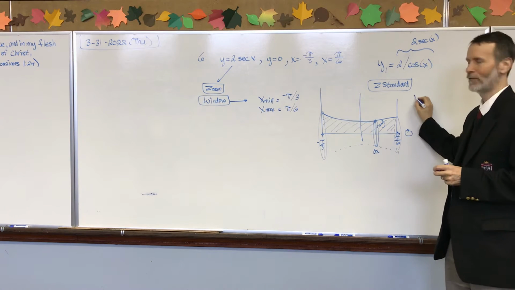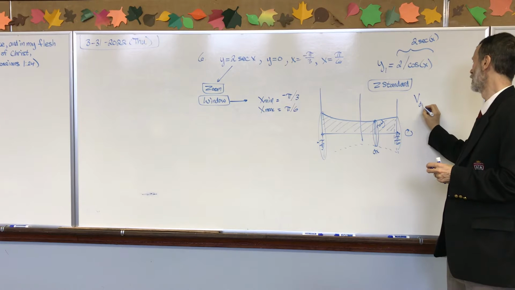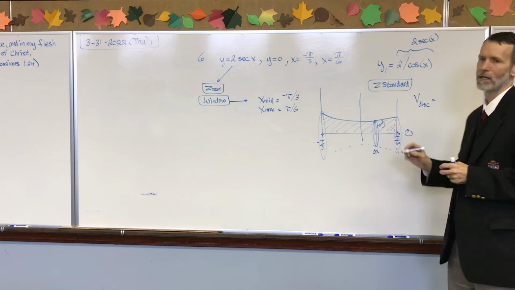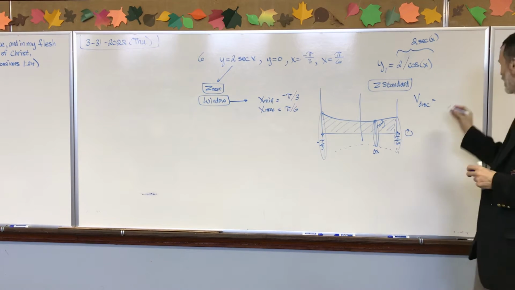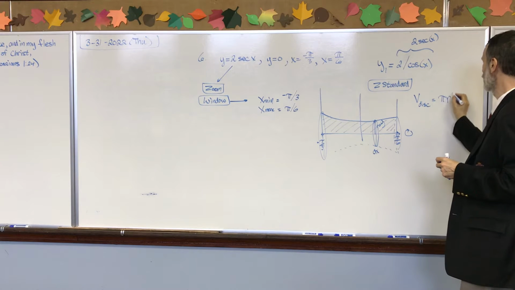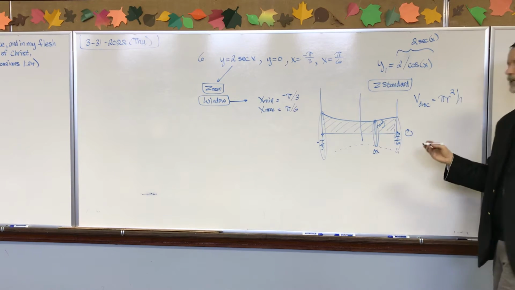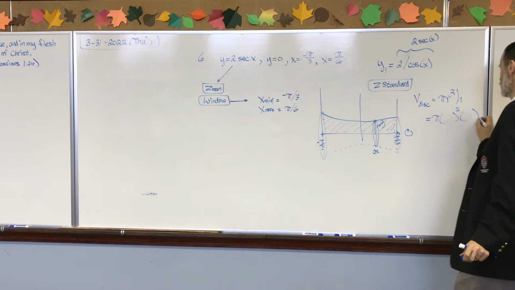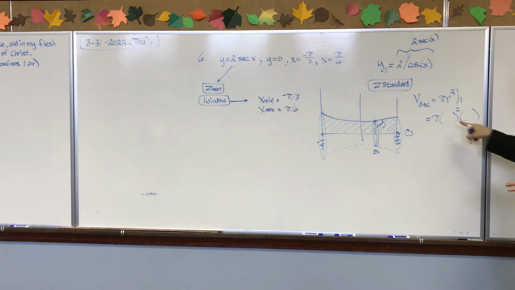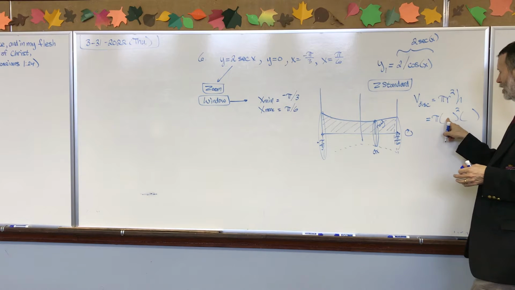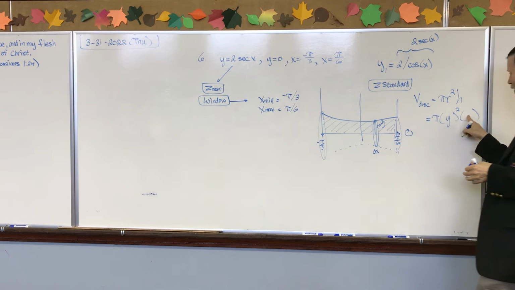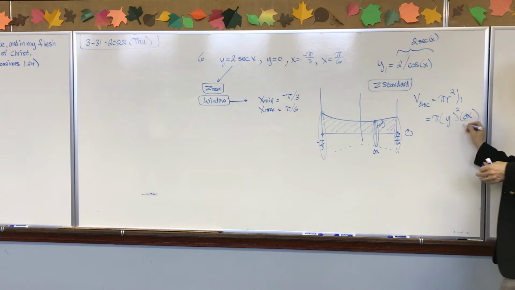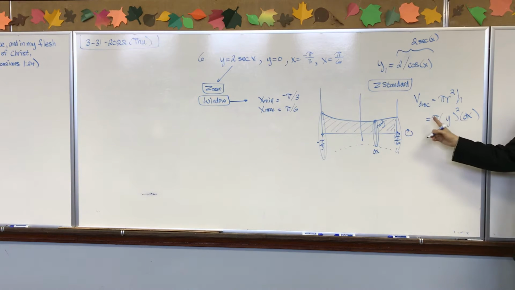So can somebody tell me the volume of a disk? Pi r squared h, because that's the cylinder volume formula. So pi times something squared times something. What would I put here? Y. And what would I put here? dx. Exactly. Anybody see anything wrong with that?